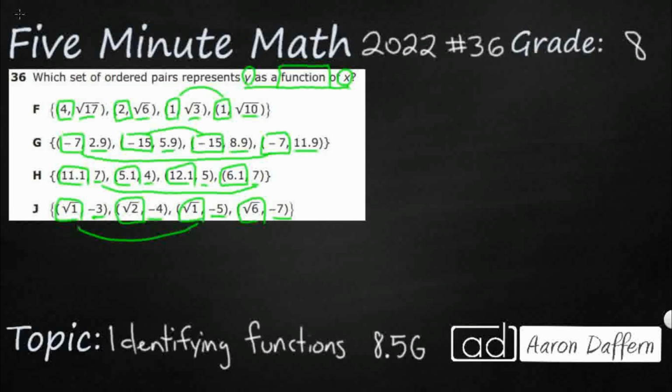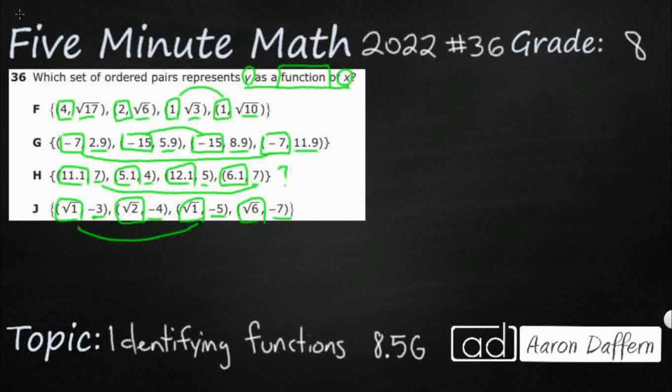The interesting thing about H is that it's got a repeat with the y. Everything else has got a repeat with the x. So if I'm looking for one that's different, right? H is different because it doesn't repeat any x's, whereas the other 3 do. So that's about all we can figure out if we don't know what y as a function of x means.